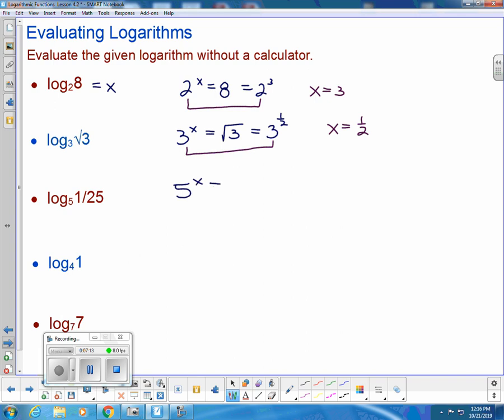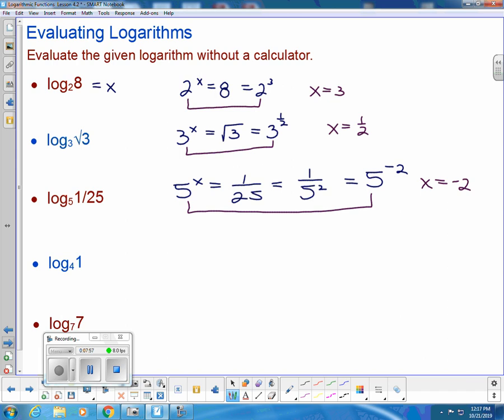5 to what power gives me 1 over 25? How do I rewrite 1 over 25 as a power of 5? You can kind of do it in steps. 25 is 5 to the second. We're going to bring the 5 up. That makes the exponent negative. So x equals -2. So you understand how you have to be able to do these? Now, some of them, like the first one, I would not require any kind of work. I'd like to see what you did, the first part at least.